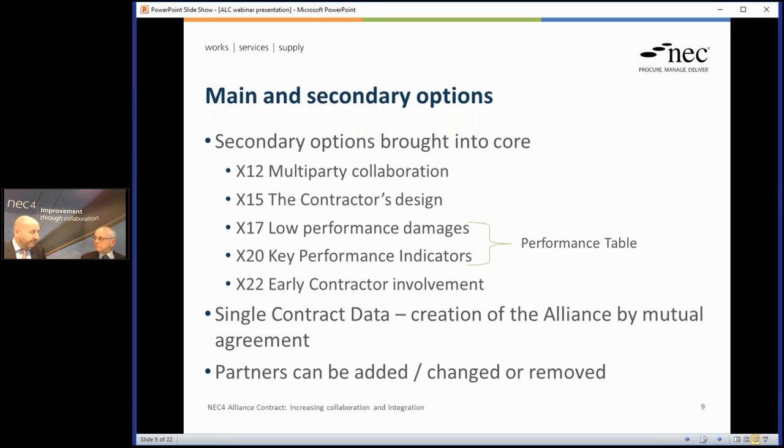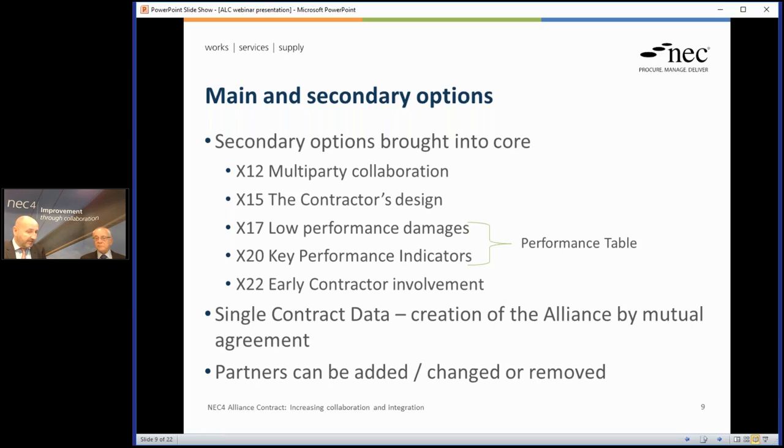X15 contractors design, that's been brought into core. Again, the view being that you're creating an alliance to undertake a whole range of activities which will probably include design, therefore you would want to have that as part of the core as an option. And again, particularly if you've got a two-stage contract, certainly there's going to be a major design element as part of the alliance function.